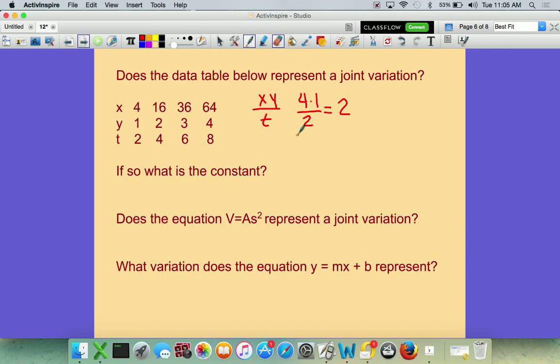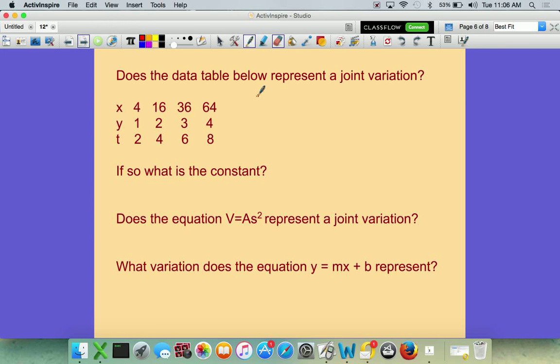For our second one, we'd have 16 times 2 over 4. 16 times 2 is 32, divided by 4 is 8. These have got to be the same for this to work. So this is not the way to do it. And that's what you're going to have to do with this: guess and check to figure out what the right combination is.